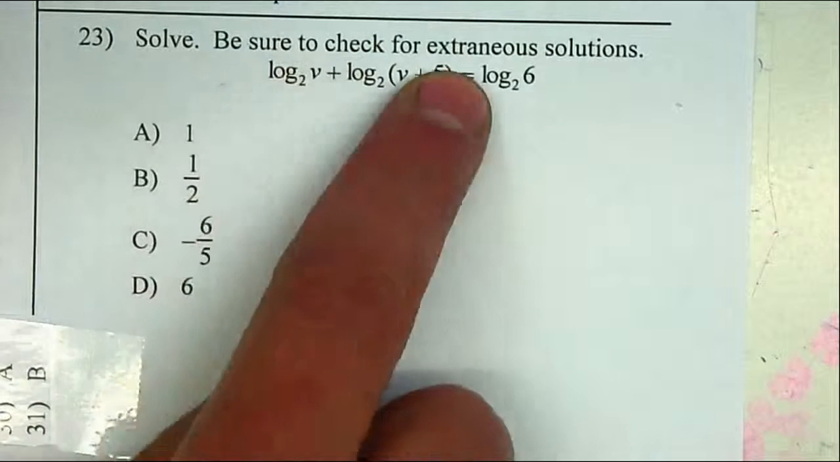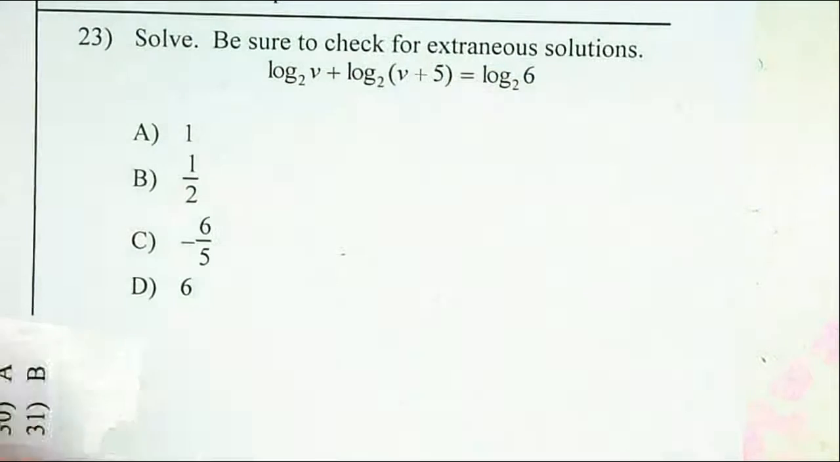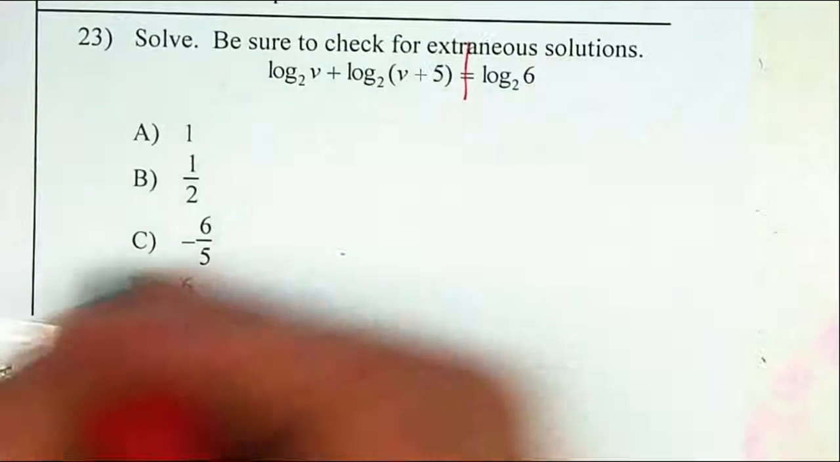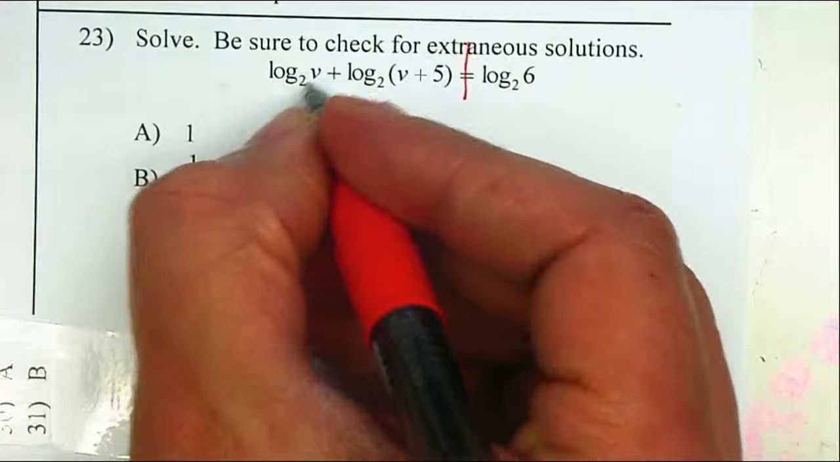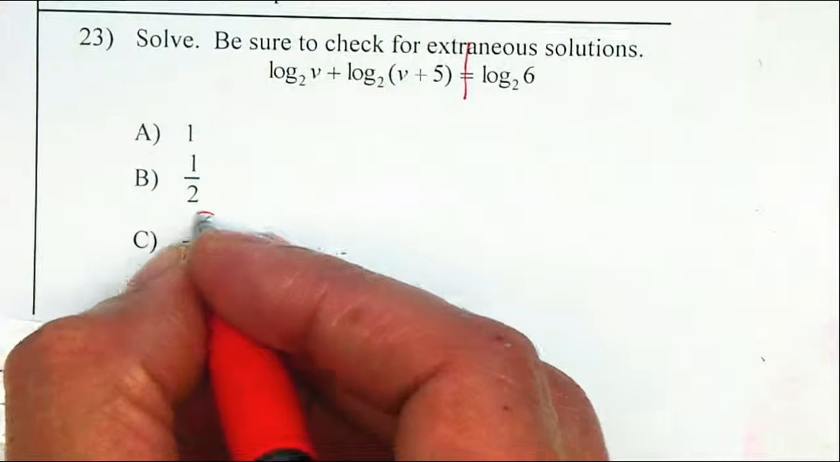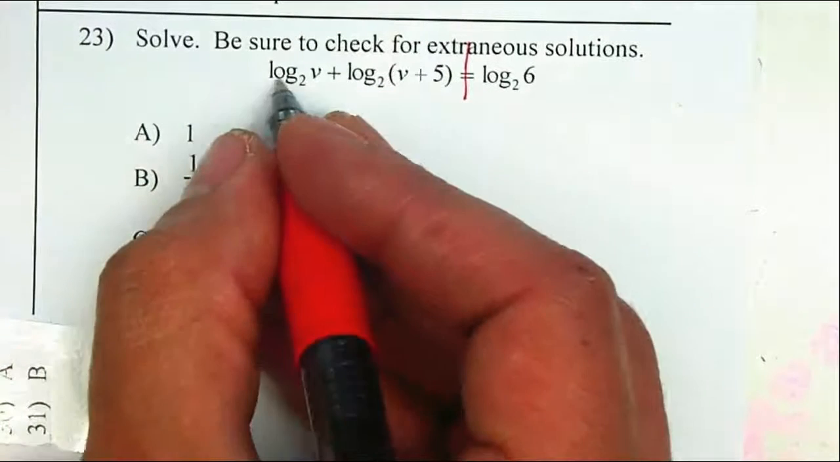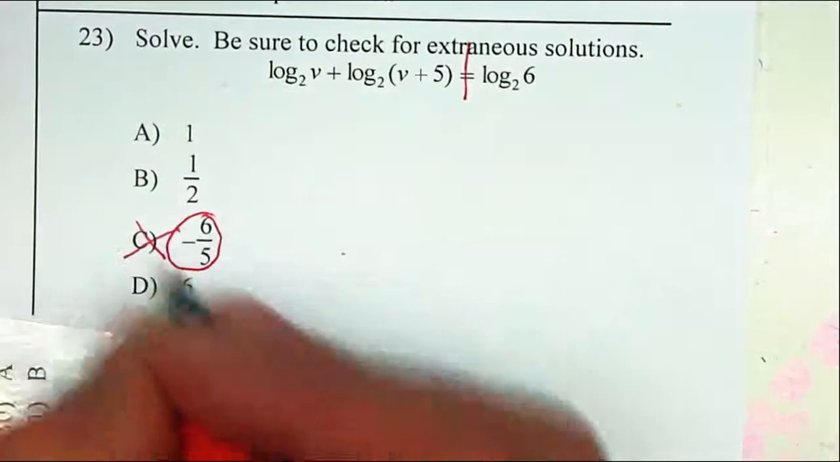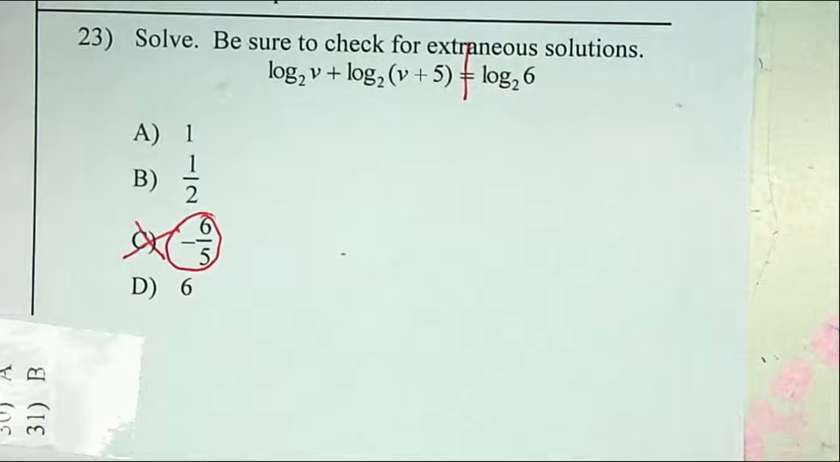Solve, and be sure to check for extraneous solutions. So we have two logs on the left hand side and a log on the right hand side. Now if you notice, we're taking the log base 2 of a number, of v. And I remember that you cannot take the log of a negative number.